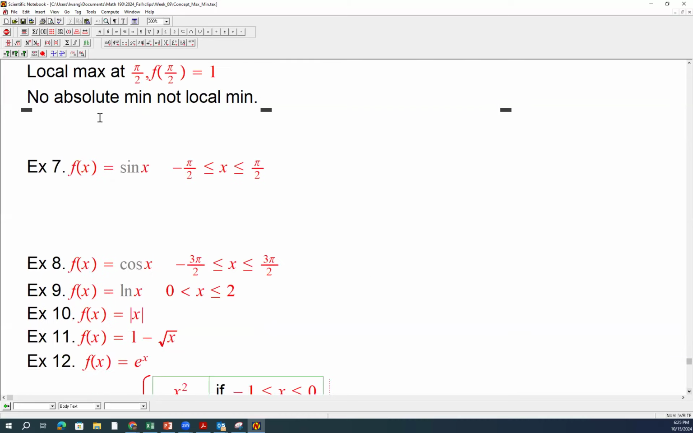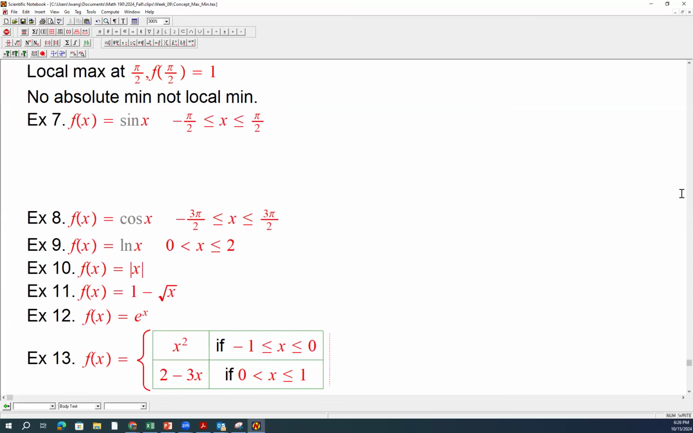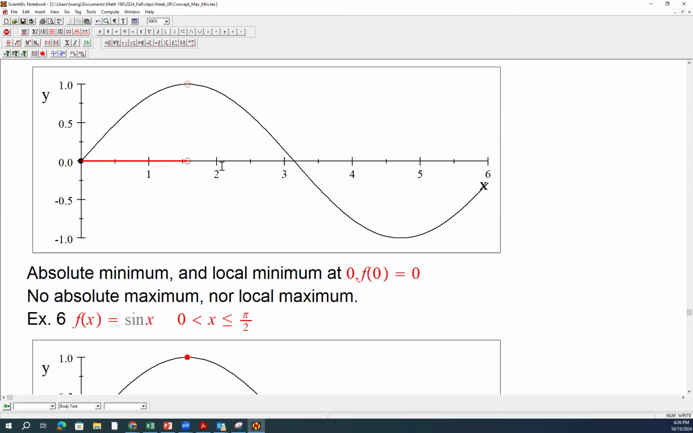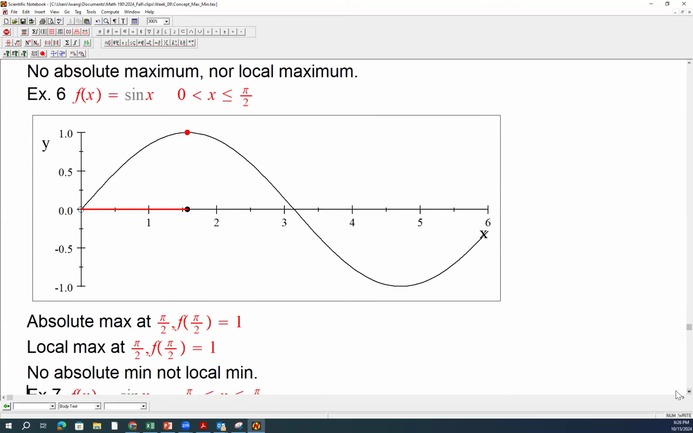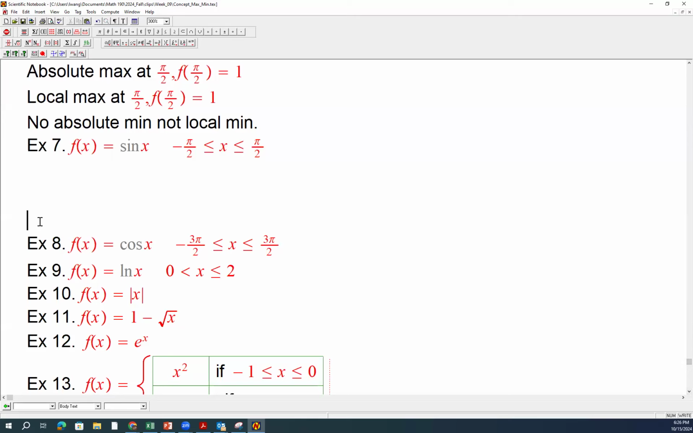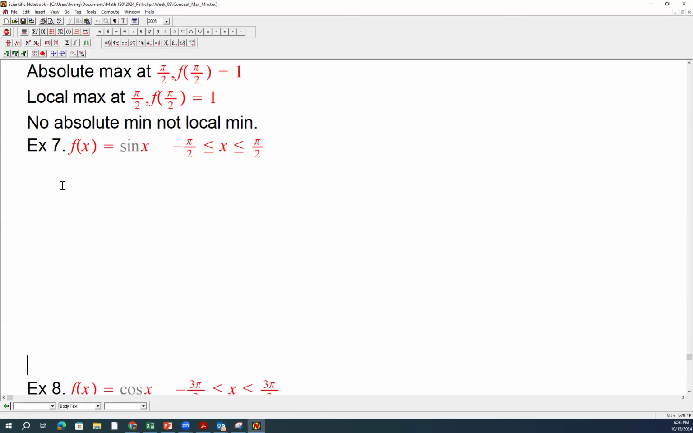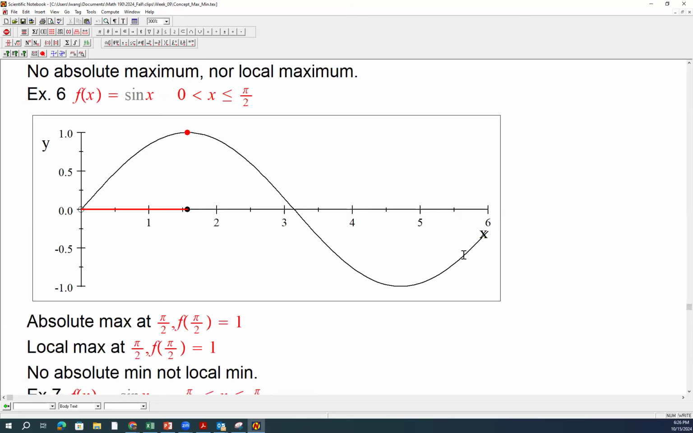Okay, the third case is a completely closed interval. You can see in the previous 2 examples, the interval is half open. And then you start thinking, if you have any open end on the interval, either left or right, then we may not have the local max or absolute max and so on. So let's look at number 7. Number 7 is an entirely closed interval.